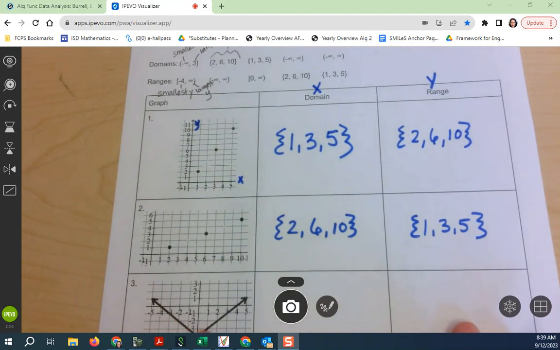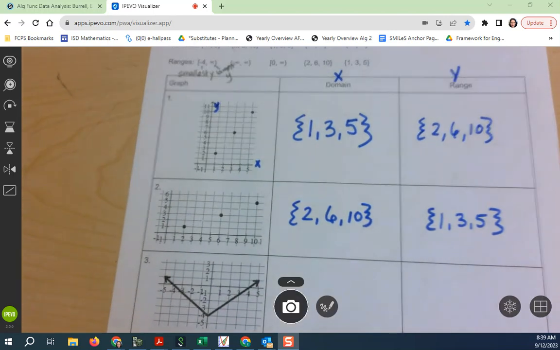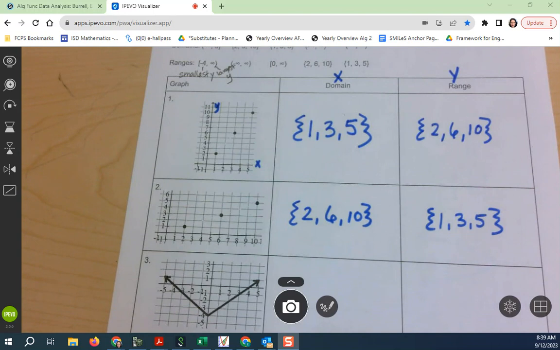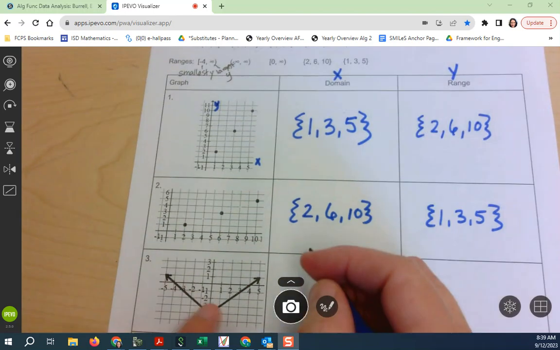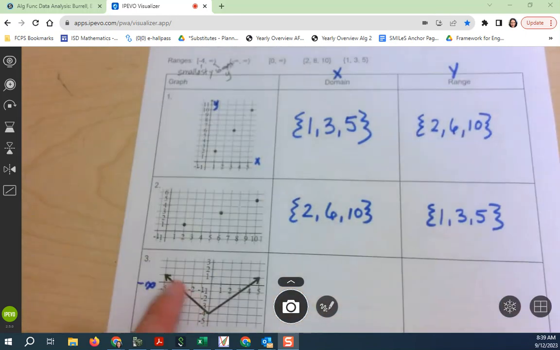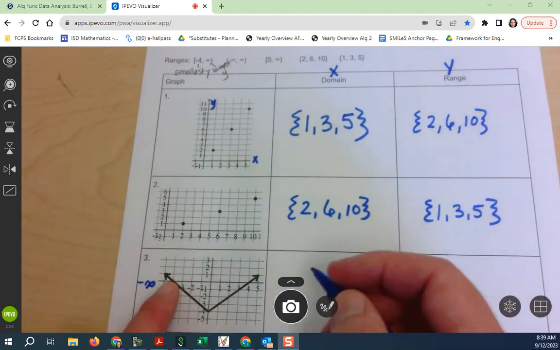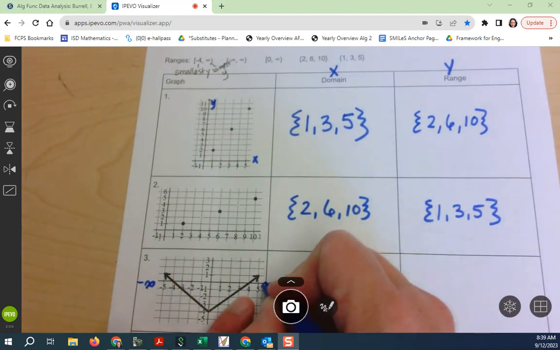The domain is negative infinity, infinity. Do you guys see how that graph goes all the way to the left, negative infinity? And it goes all the way to the right, positive infinity. So the x's are negative infinity to positive infinity. Over here, the x's go to negative infinity because of the arrow. Remember, Natalie said that arrow means it doesn't stop, right? It keeps going. And then on the right side, positive infinity.